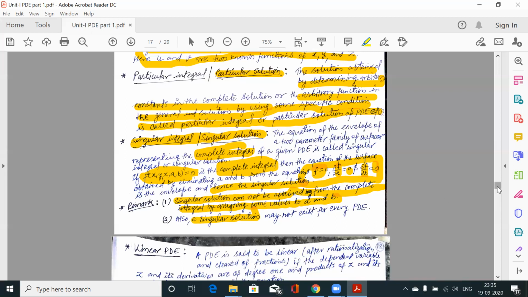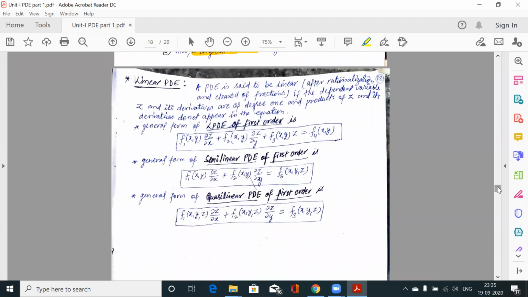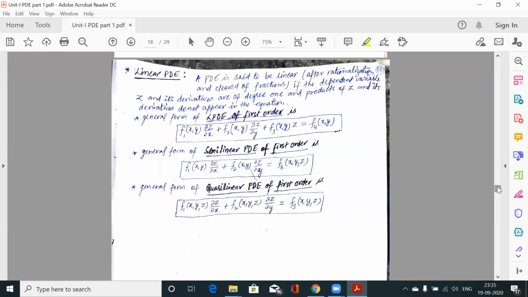So we'll see in the questions what is singular solution if it exists for any PDE. Now, we are dealing with first order PDE in this topic. Till now we have not considered the degree of that PDE, but now we are considering it. Linear PDE. So what is linear PDE? A PDE is said to be linear after normalization and cleared of fractions.